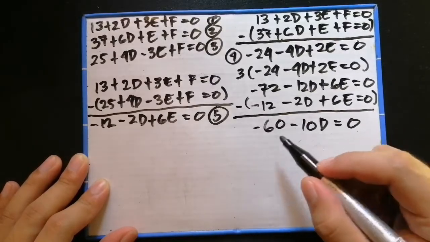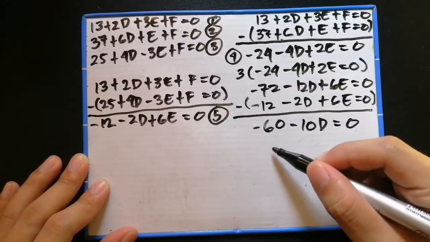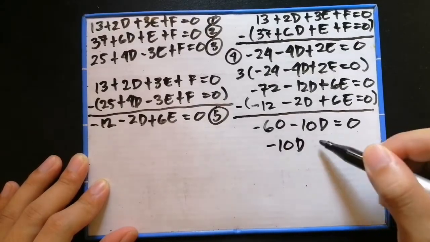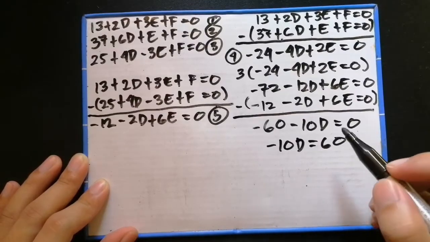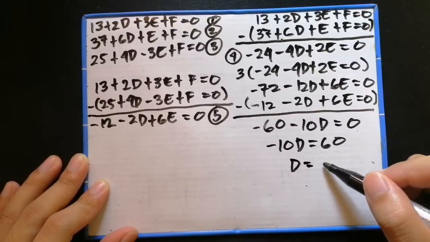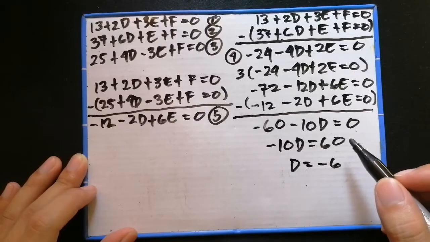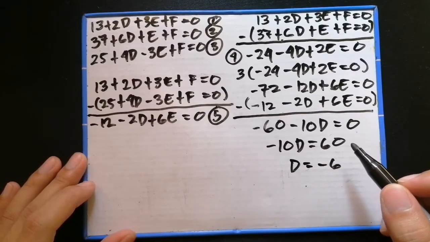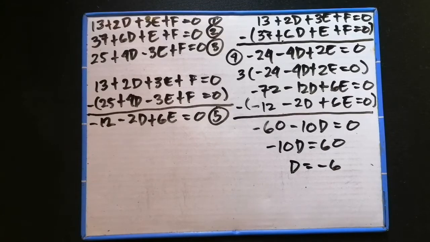So, ilipat natin si 60 or mag-add tayo ng 60 both sides. That will give us negative 10D is equal to 60. So, now D would be equal to negative 6. So, paano naging negative 6? Nag-divide lang tayo both sides by negative 10. So, nakuha na natin ngayon yung value ni D.